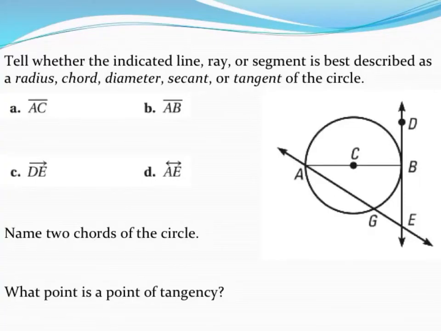Let's take a look at how we can identify some various lines and segments drawn within a circle. So let's start with the first one here, segment AC. I know it's a segment because it's got just that bar above it, and it's going to be important whether things are lines or segments as we go through this. Taking a look at the diagram here, segment AC is this segment right here.